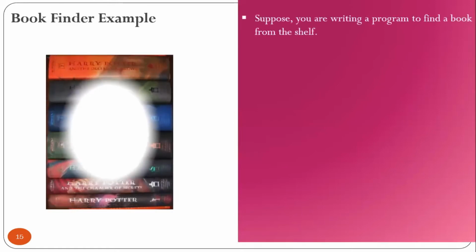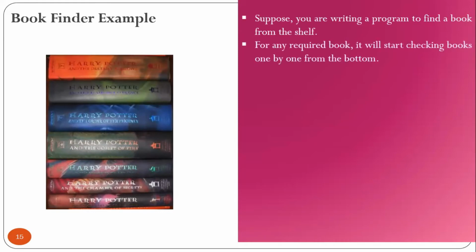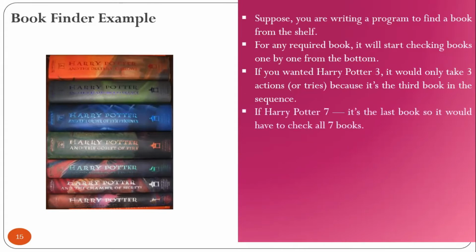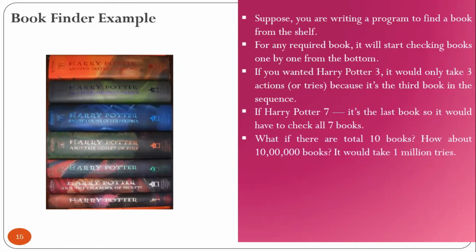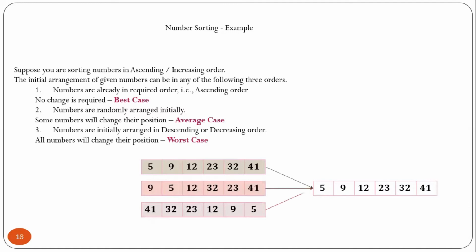So this is your book finder example. You have been given so many books. Suppose we are writing a program to find a book from the shelf. For any book required, we'll start checking the books one by one. We want Harry Potter 3. So it will take only 3 actions because it is the third book. Then Harry Potter 7 would be the last book. If there are 10 books, fine, but if it were 1 million books, then we have to take 1 million tries, right?